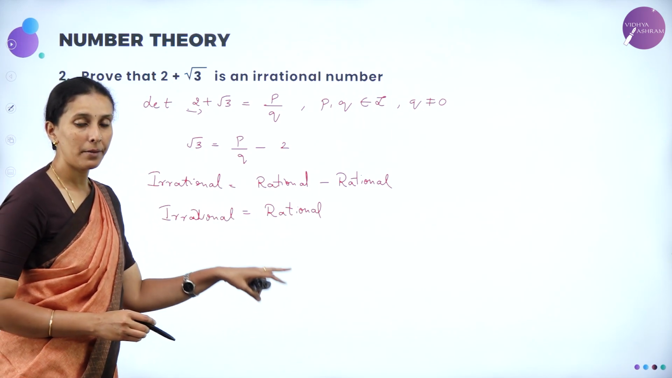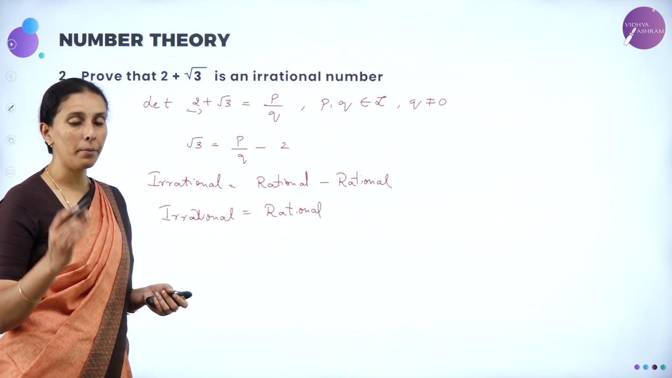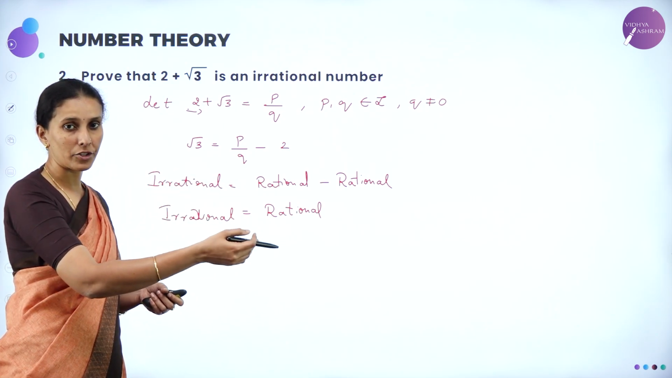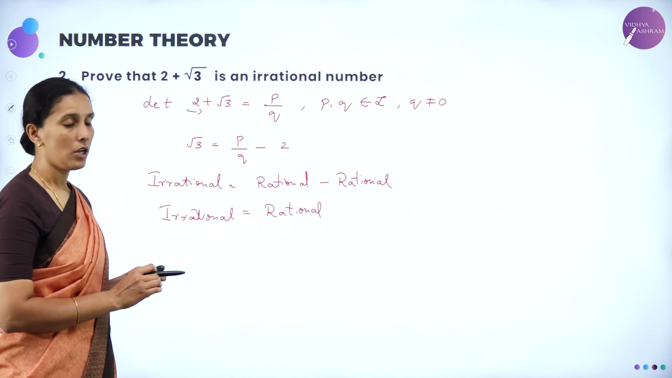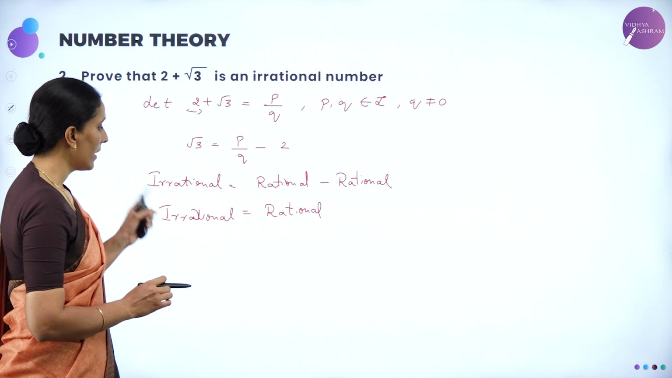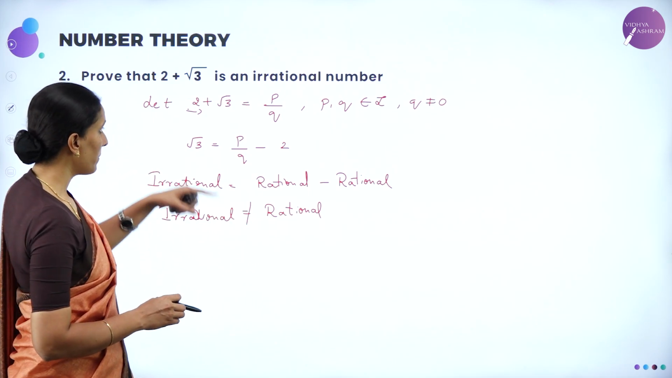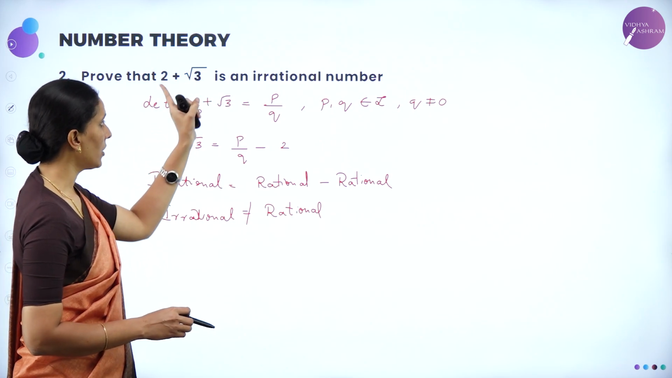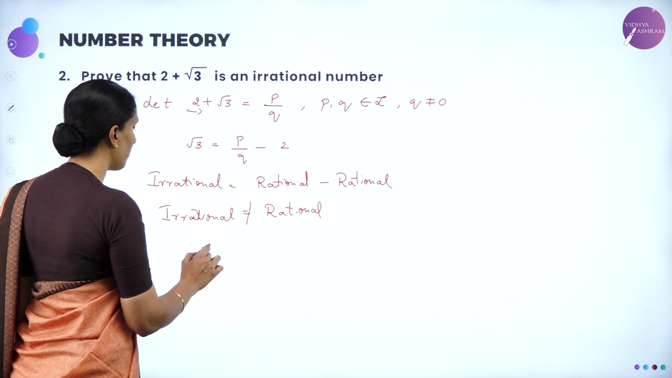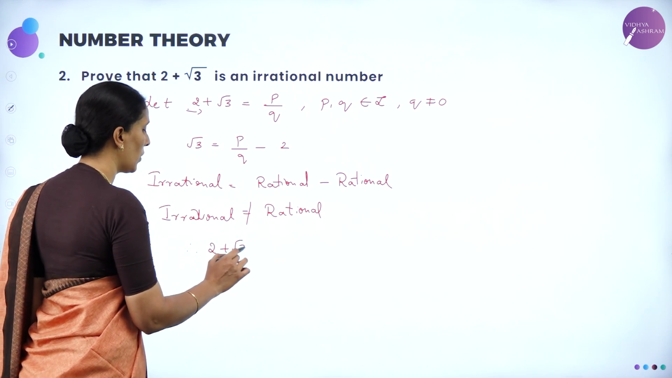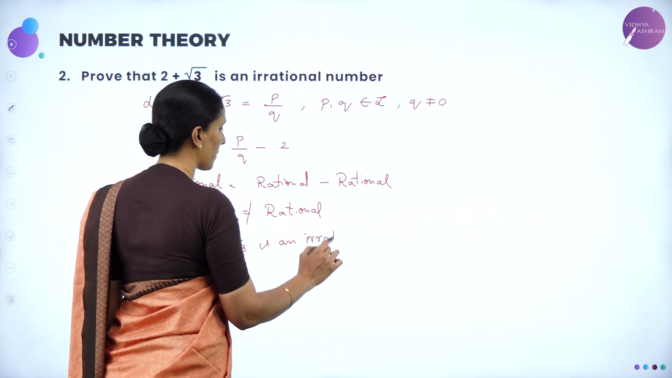Nowhere can a rational number and an irrational number be equal. So we clearly know that a number which is not rational is irrational, and a number which is irrational cannot be rational. Therefore, clearly an irrational number is not equal to a rational number. So that means my assumption, taking 2 plus root 3 as a rational number, is wrong. So clearly we can say 2 plus root 3 is an irrational number.